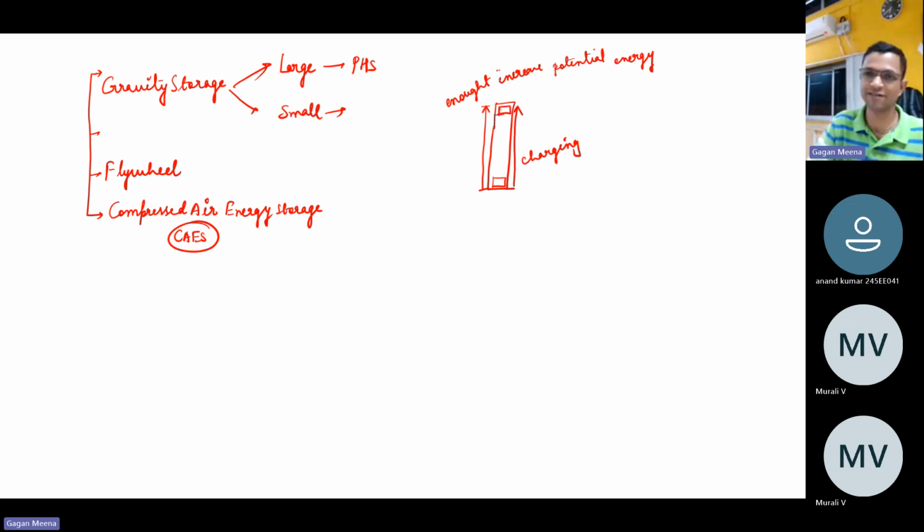This is done using different cranes, or there are many mechanical robotic cranes. They will do it within a few seconds. And when discharging is required, again it is lowered down. In that case, potential energy is converted into kinetic, and then it is converted into electrical.